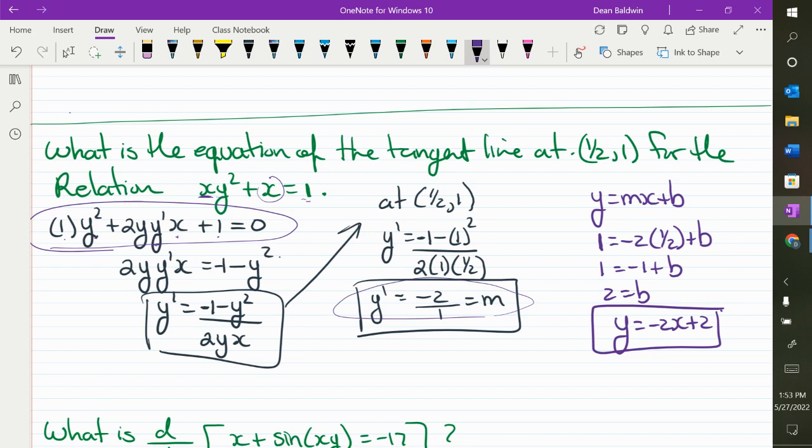Once you have your derivative, the tangent line is the equation of a straight line. So I got y is equal to mx plus b. I plug in my x, my y, and my m. Solve for b. The tangent line is -2x plus 2. You will be asked to do that on the test.